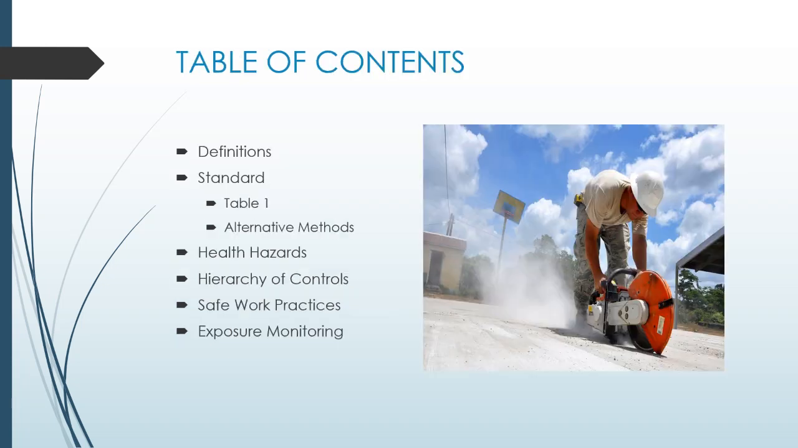So let's get started. What we're going to talk about today, we're going to talk about some definitions. We're going to go over the standard, specifically the Table 1 and the alternative methods. We're going to talk about the health hazards of silica, and we're going to talk about the hierarchy of controls and how we want to control and work safely around silica, and then some exposure monitoring, what we're going to do to make sure that you are being provided for.